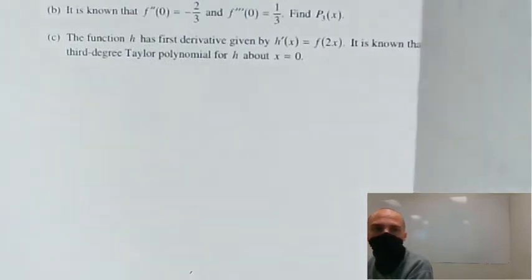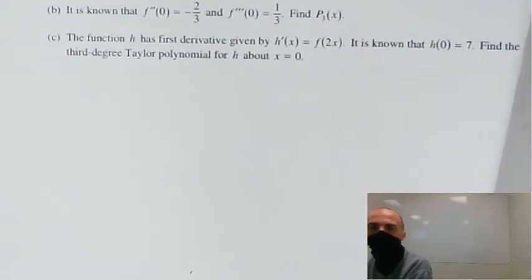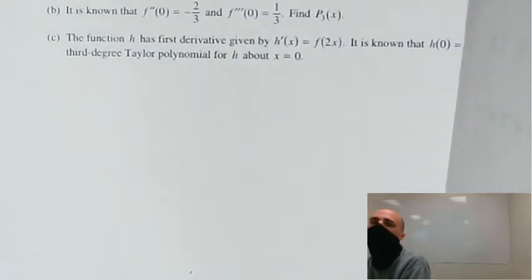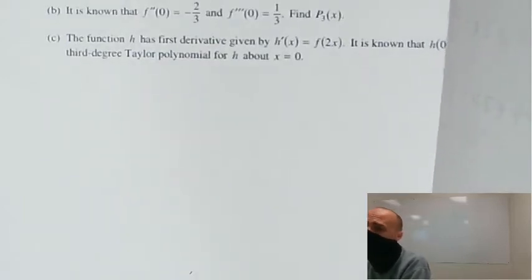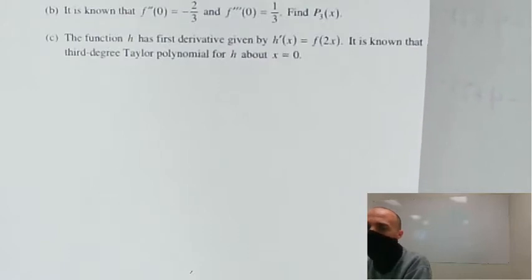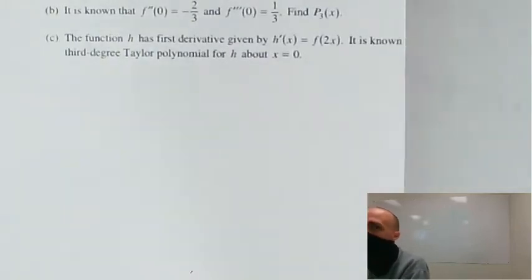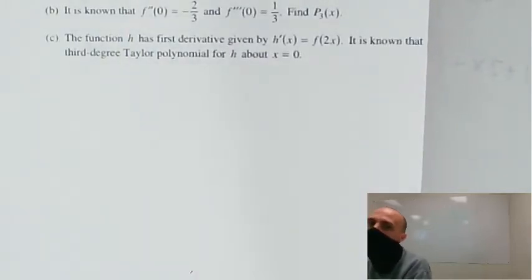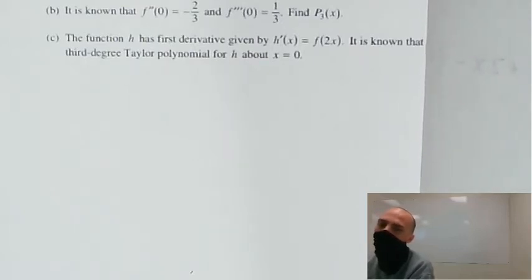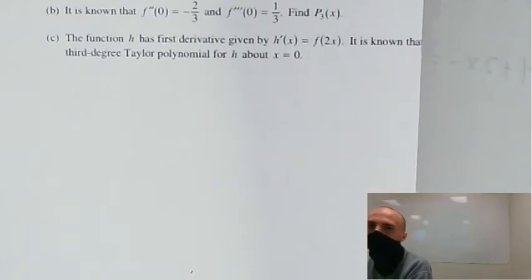Okay, so the function h has first derivative given by h prime of x is f of 2x. It is known that h of 0 equals 7. Find the third degree polynomial for h around x equals 0. All right. So there's a couple of ways of doing this. You should look at the scoring guidelines. Really, like if what I end up doing is very different from what you did, go look at the scoring guidelines. They have 2 ways to do this, and neither of them is what I did. So, just have a look.